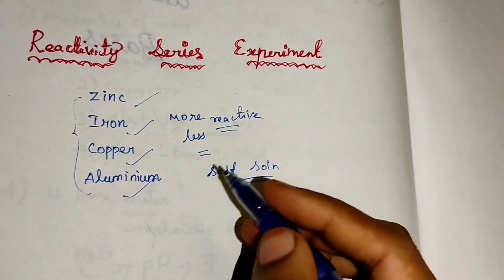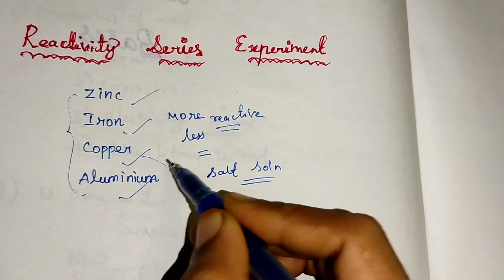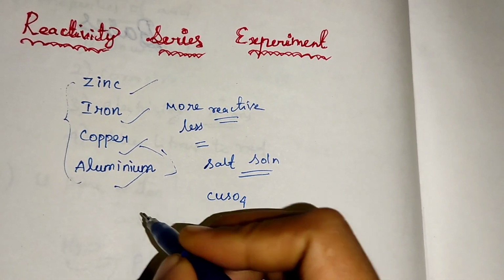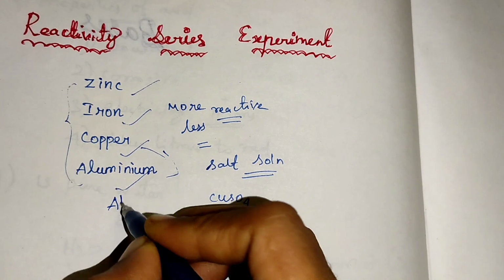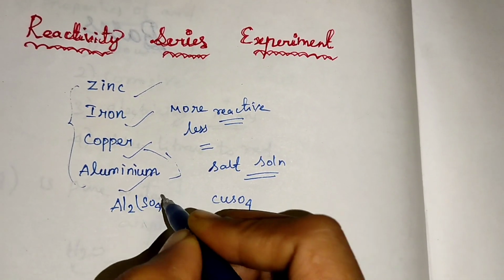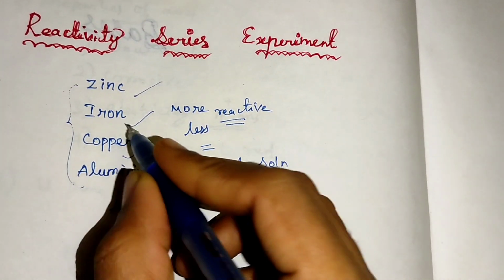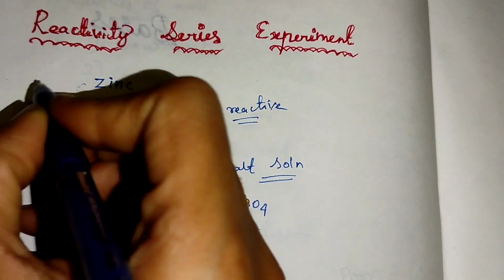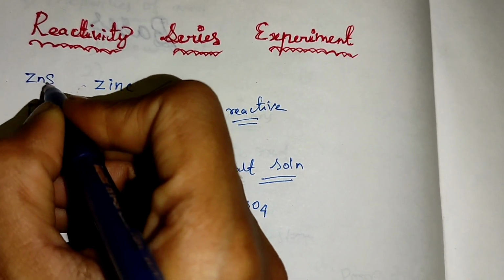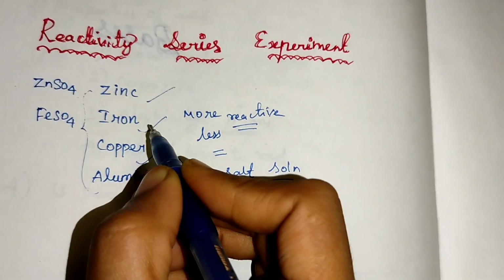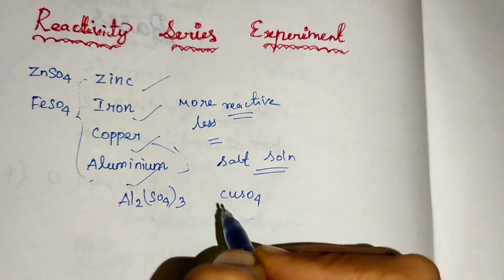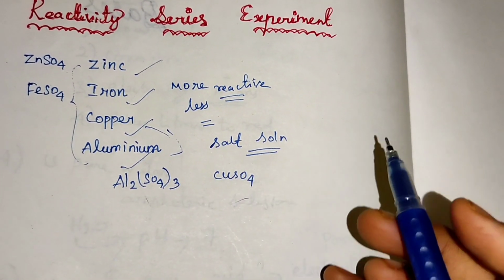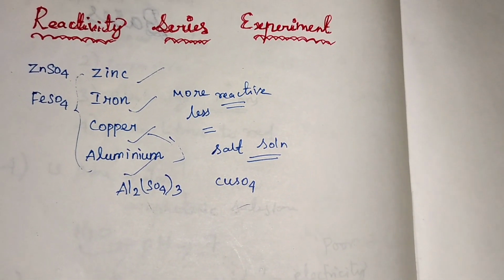For example, what is the copper salt solution? Copper sulfate, CuSO4. Aluminium sulfate, Al2(SO4)3, with 3 in the bracket. For iron, FeSO4. For zinc, ZnSO4. Zinc sulfate, ferrous sulfate, copper sulfate, aluminium sulfate. So we are going to see these metals' reactions with their salt solutions.